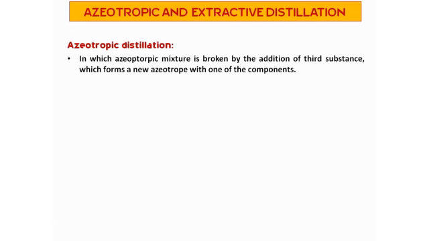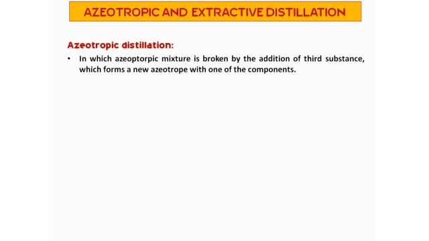For azeotropic and extractive distillation, there are a few terms that you need to know. First of all, azeotropic distillation. It is a process where the azeotropic mixture, which we have already discussed, is broken by addition of a third substance. Suppose we have an azeotropic mixture of substances A and B. To break it, we can add a third substance. This is known as azeotropic distillation, which forms a new azeotrope with one of the components.